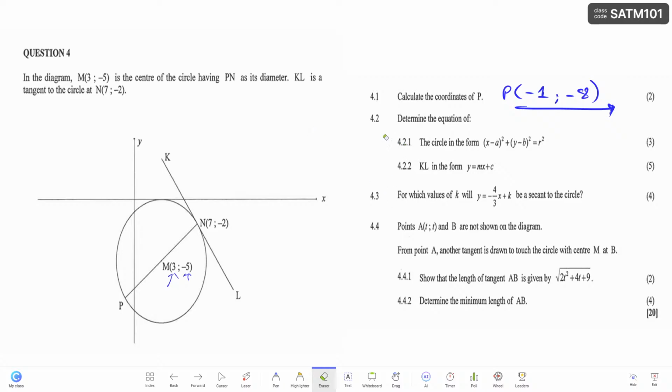And then 4.2, they said determine the equation of the circle in this form.